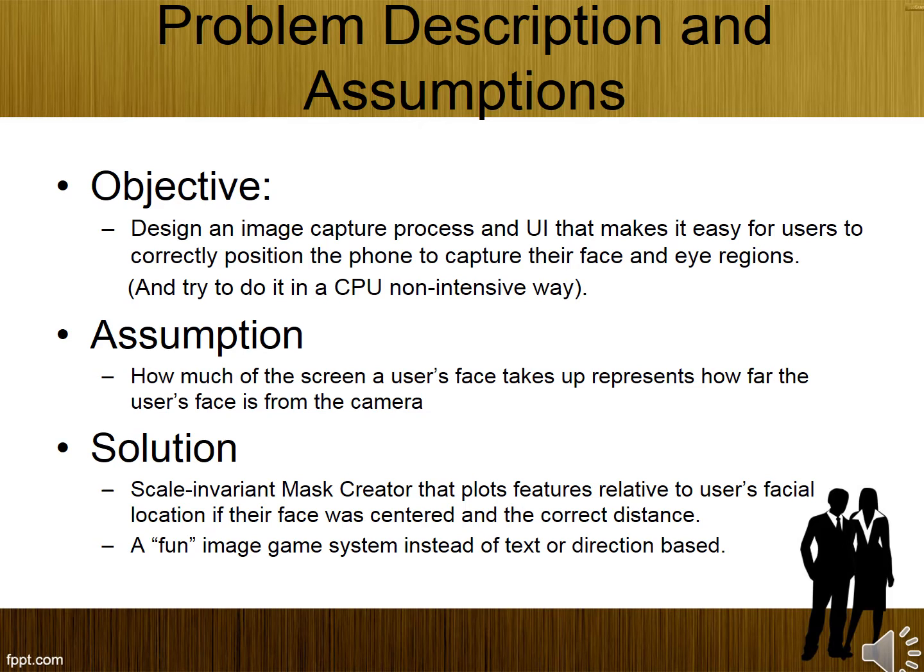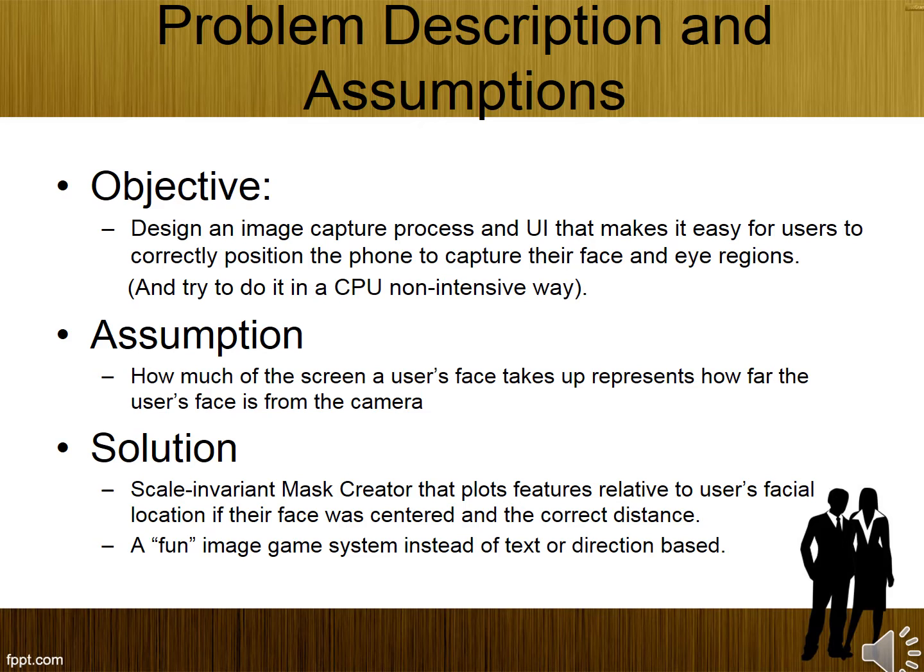The objective for this use case was to design an image capture process and UI that makes it easier for users to correctly position the phone and capture their face and eye regions in a way that is not CPU intensive. Our assumption for this app was that the face area relative to the canvas area was a good enough approximation to the distance of the user from the camera, such that when the user obtained this area, they also obtained the correct distance.